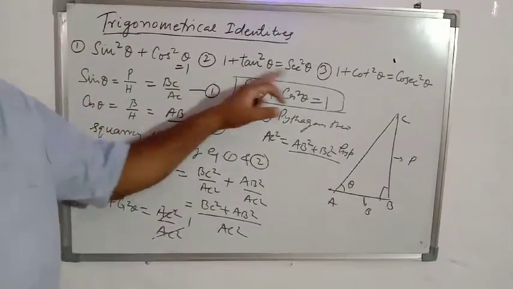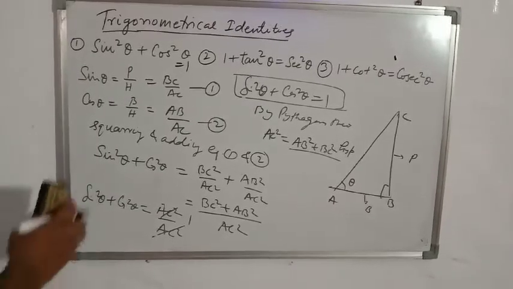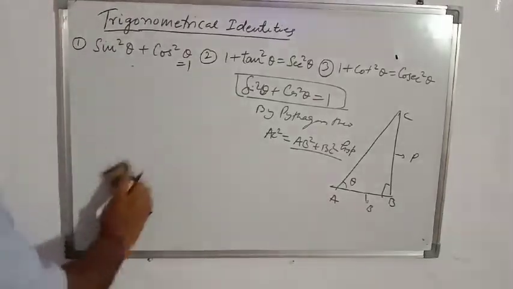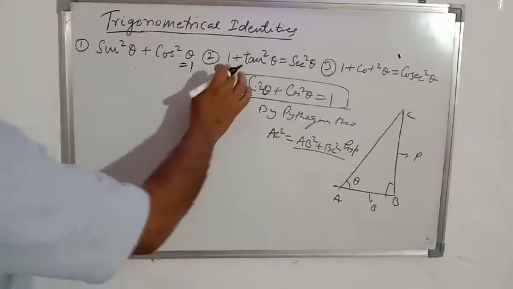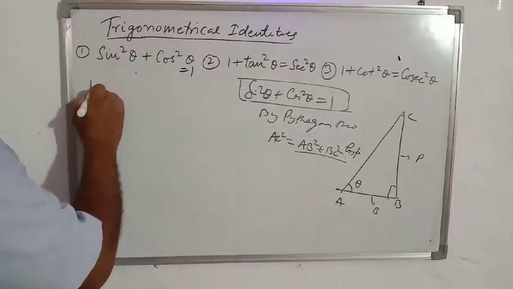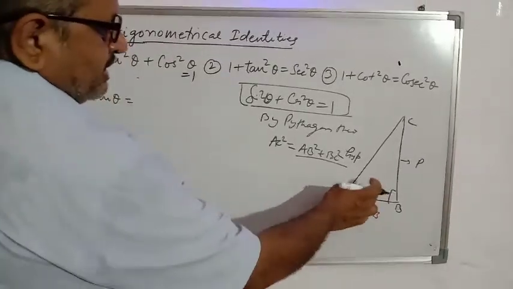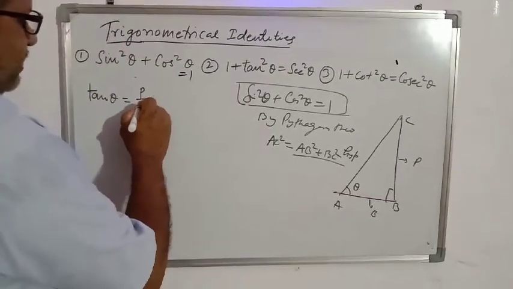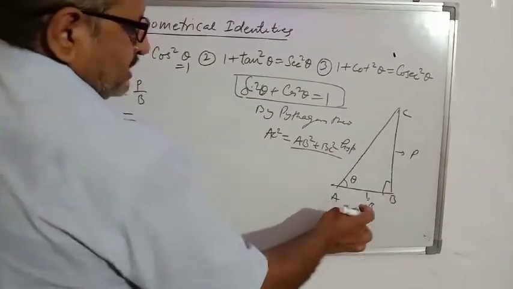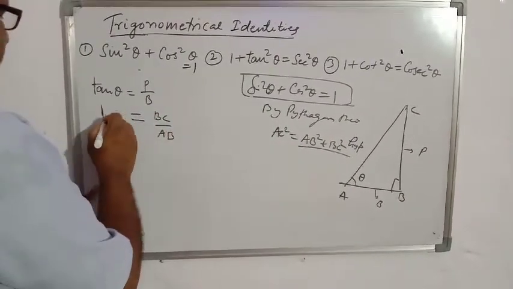Similarly, we can prove the second and third one. So let us see the second trigonometrical identity. The second trigonometrical identity is 1 plus tan square theta is equal to sec square theta. So what will be tan theta from this triangle? Tan theta is perpendicular by base. Perpendicular is BC, base is AB. We can write BC by AB.